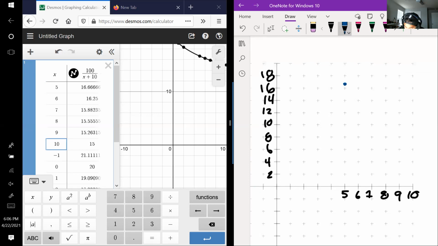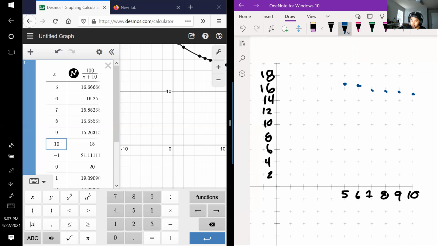Around here, sure. And then 6 is 16.25, still above 16. 7 will go below. And then 8, a little lower, 15.55. 9, 15.26, get in there, and 10, we're exactly at 15, so right there in the middle.